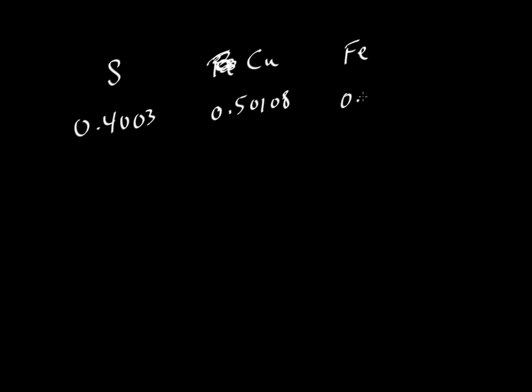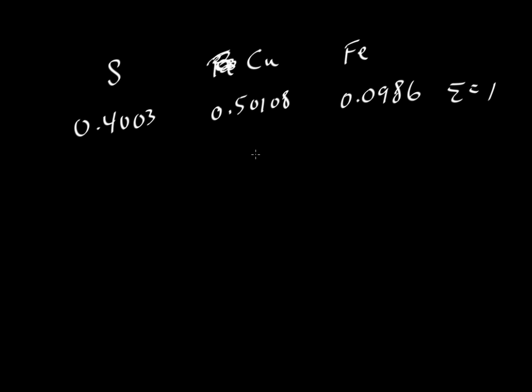The sulfur value in a mole fraction would be 0.4003. For copper, it would be 0.50108. And then the iron value would be 0.0986. And now that should all sum to 1.